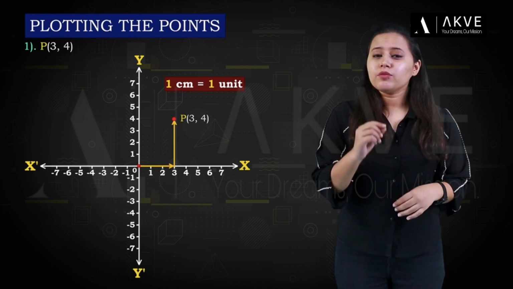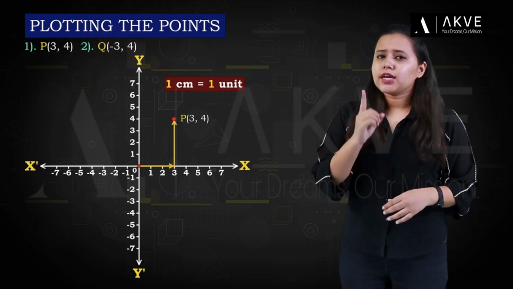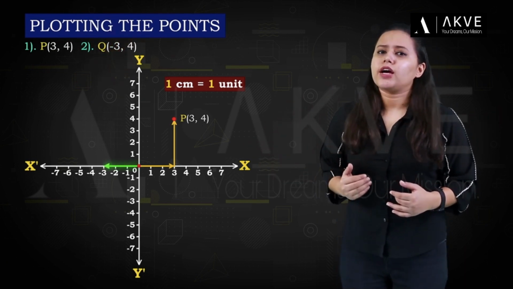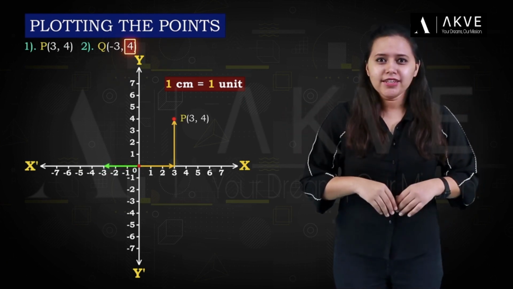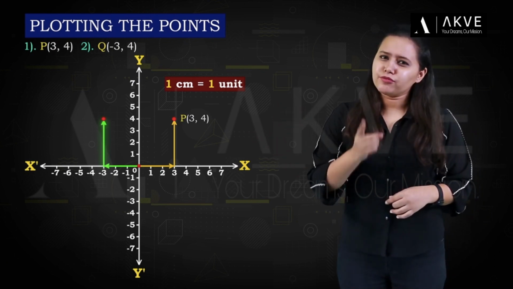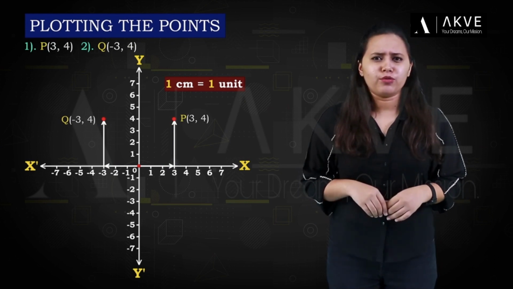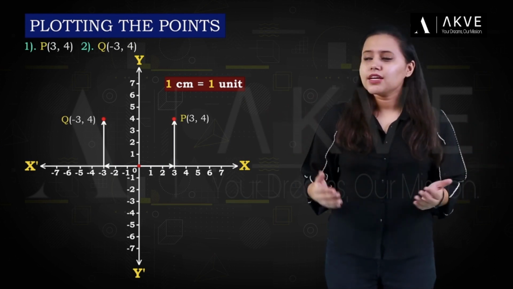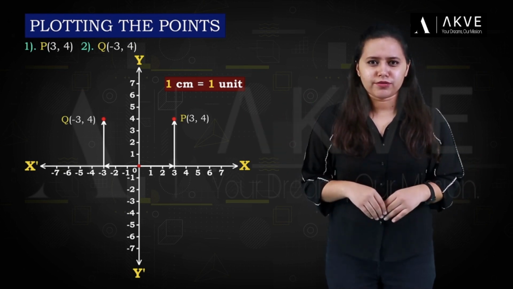Now let's say we want to plot the point -3, 4. Here, the x-coordinate is negative. So we will move 3 units in the negative direction of the x-axis. And the y-coordinate is positive, right? So we will move 4 units upwards towards the positive y-axis. Hence, we reach the point -3, 4. Note that Q lies in the second quadrant since the x-coordinate is negative and the y-coordinate is positive.